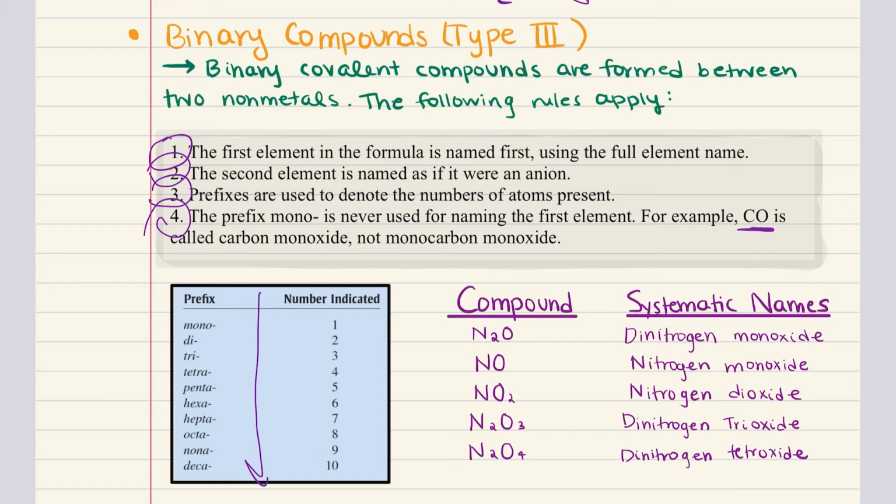So let's take a look at a couple of examples. Here we have N2O. Our first element is named first. This is just going to have the element name, so nitrogen. We have 2 nitrogen, so we're going to add the prefix di, dinitrogen. That's the first half. Then we have oxygen. We're going to name that as if it were an anion, so oxide. How many oxygens? There's 1, so monoxide. The name of this compound is dinitrogen monoxide.